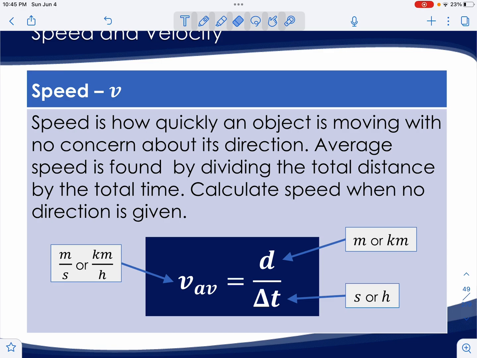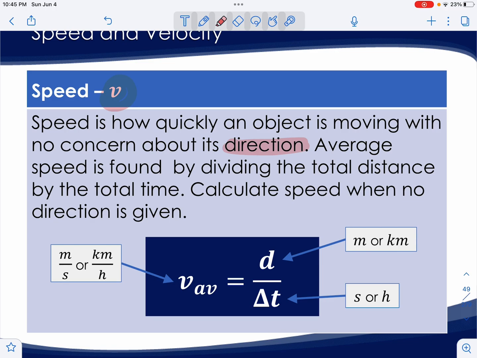So you can see here that we have speed, and it's denoted with a V, but there's no hat on top of it, because a hat would denote that it would be a vector, and speed is a scalar. So speed is how quickly an object is moving with no concern about its direction. Remember, a scalar is something that has magnitude but no direction. So speed is a scalar, and it has no direction.